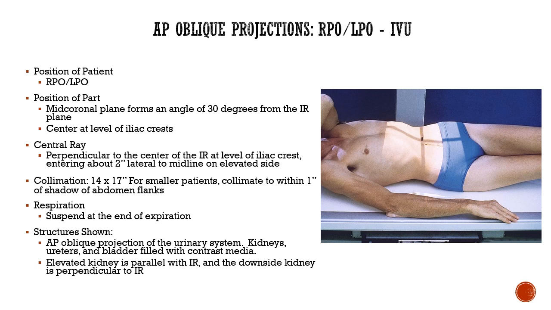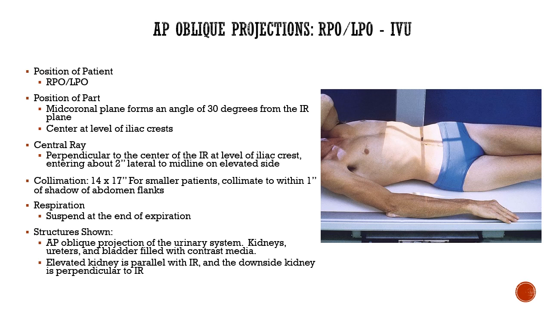For oblique projections, we're going to do either LPOs or RPOs, and they're going to be 30-degree obliques. The midcoronal plane in this case forms a 30-degree angle with the image receptor. We're going to center at the level of the iliac crest. We're going to be perpendicular, entering about 2 inches lateral to the midline on the elevated side. Our collimation is going to be about 14 by 17 for smaller patients. We can collimate in on the sides 1 inch, and we'll suspend at the end of expiration.